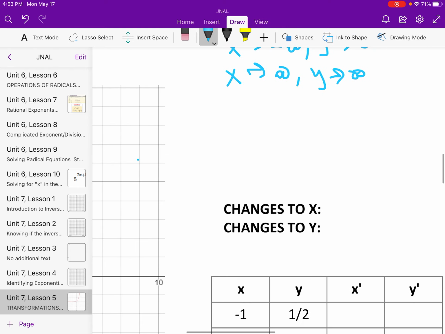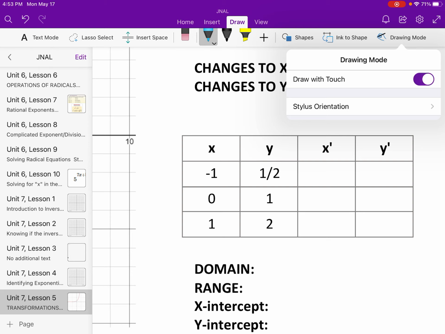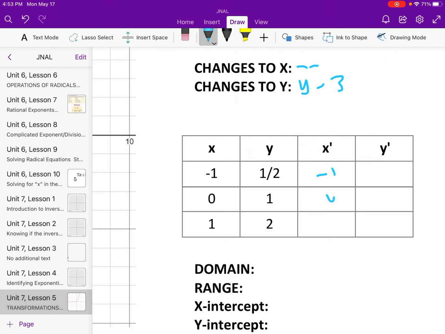And changes to the x, there are none because we don't have any changes to the x, so we'll just say that. And since it's down 3, we do y minus 3. So then we have the table here. Since the x's don't change, we'll just keep these over here. And the y's, you have to do minus 3. So 1/2 minus 3 is negative 2.5, which means, well, we'll just keep it as 2.5. It's easier to graph a decimal than a fraction.